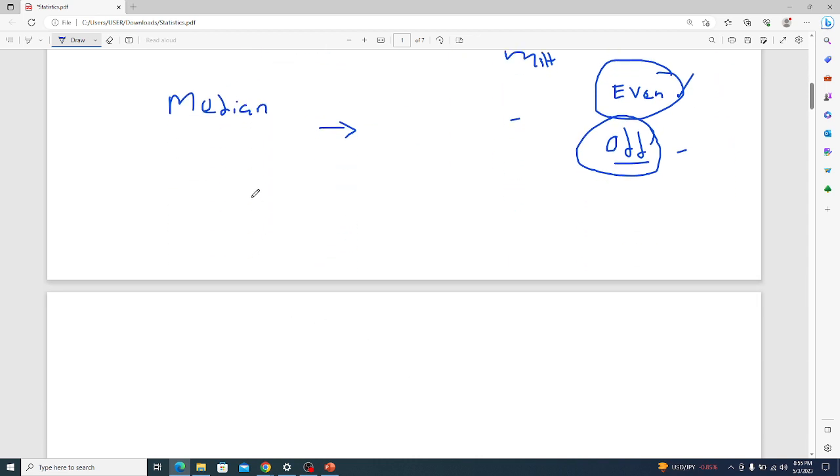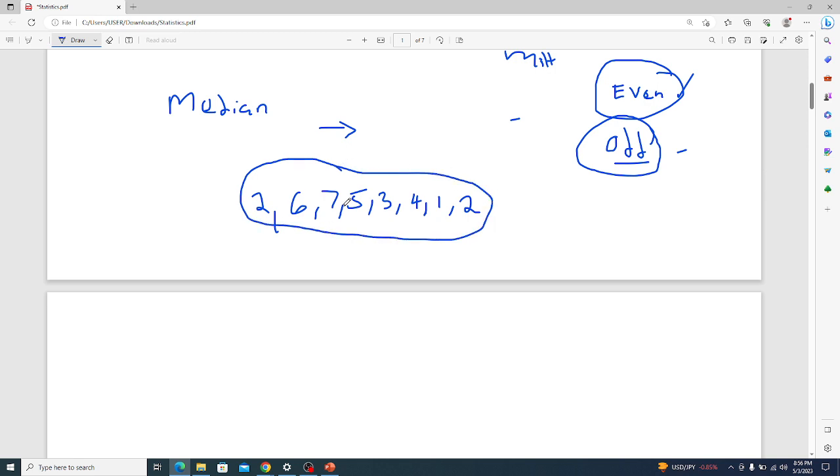Like for example, let's say we have 2, 6, 7, 5, 3, 4, 1, 2. So what is the median of this data set? Can someone tell us the median of this data set? What is the median of this data set?